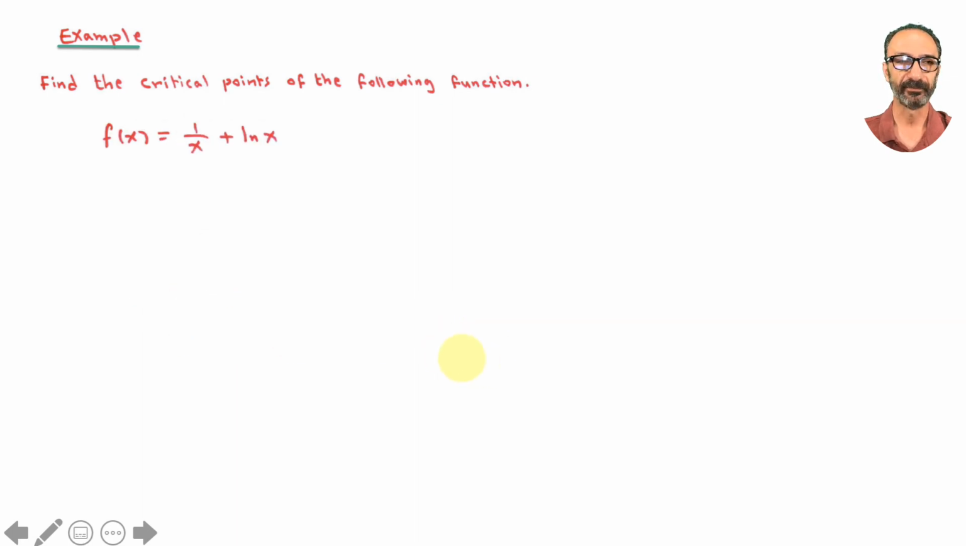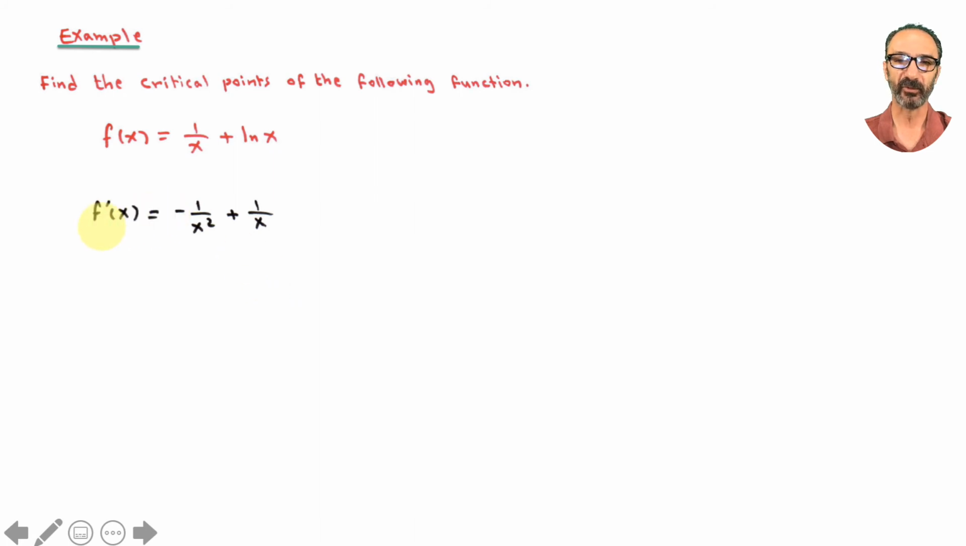Another example. It doesn't have to be simple and polynomial. 1 over x plus ln x. How do you find f prime here? Well, one way to do this is you put this up, it becomes x to the power minus 1, and you move on. Ln x is part of what calculus students should know, so you should know this. The derivative of ln x is 1 over x. The derivative of this one is negative 1 over x squared.